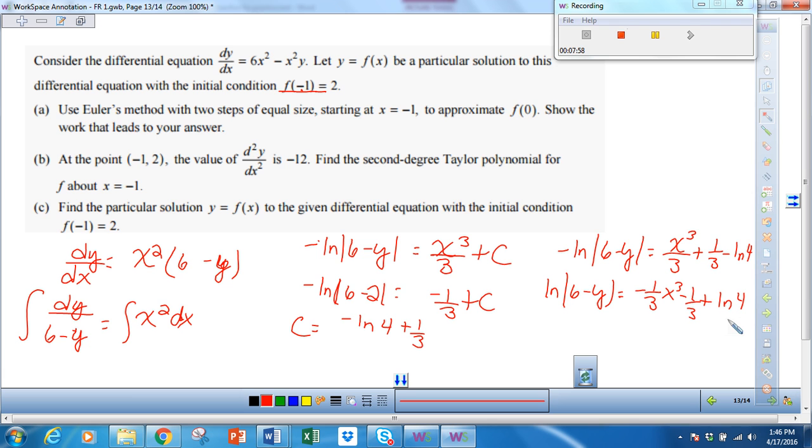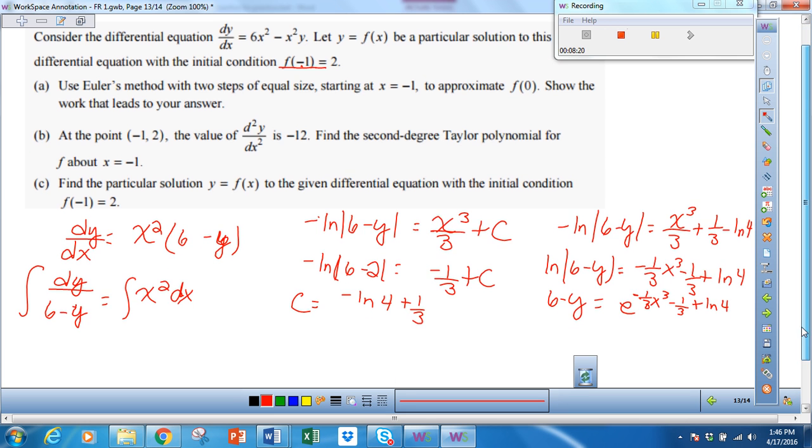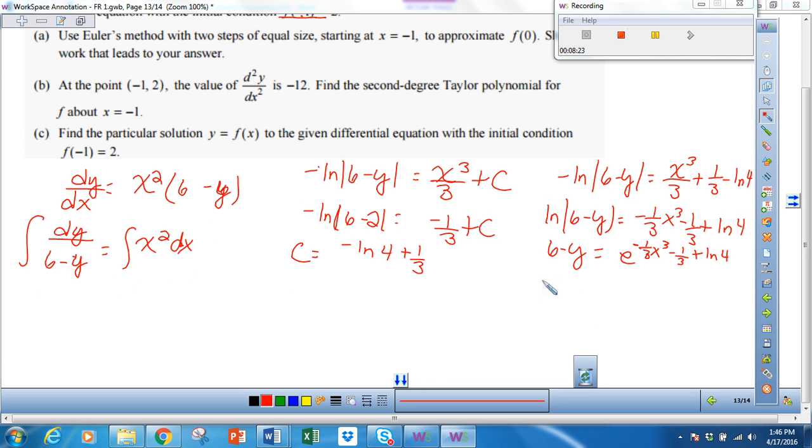To solve for y, I have to raise this to the e power, so I get 6 minus y is equal to e to the -1/3 x cubed minus 1/3 plus the natural log of 4. And all of this is e raised to that. So my final answer, when I subtract 6 and then divide by the negative, I get y is equal to 6 minus e to the -1/3 x cubed minus 1/3 plus the natural log of 4. Can I leave my answer like that?